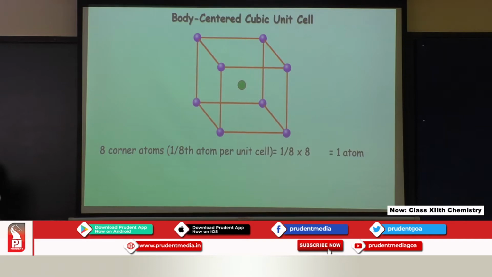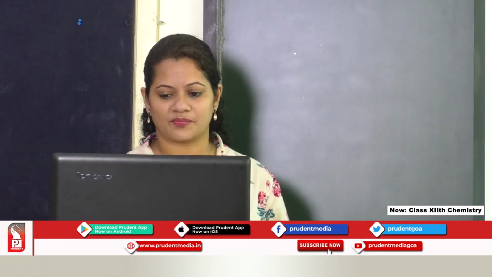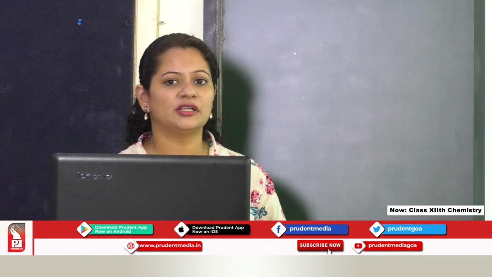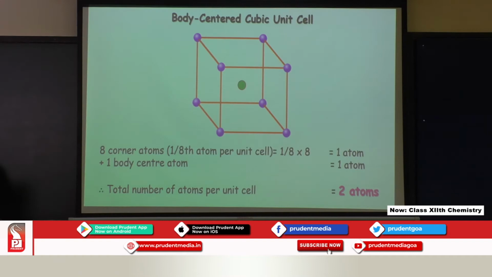In addition to this, we also have an atom which is present entirely at the center of this unit cell, and it belongs only to this unit cell. It is not shared with any other neighboring unit cells. So taking this into account, we have a grand total of 2 atoms. Hence, for a body centered cubic unit cell, also abbreviated as BCC unit cell, the value of Z is 2.